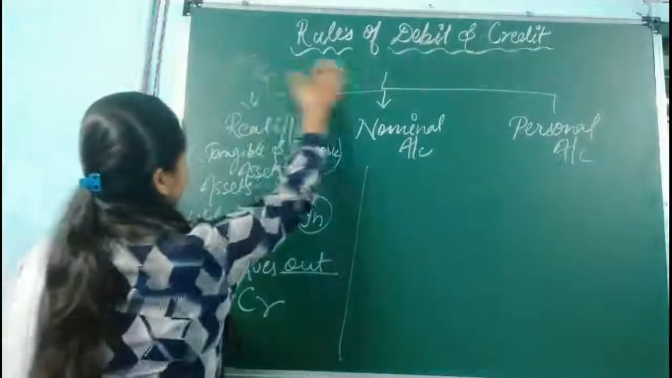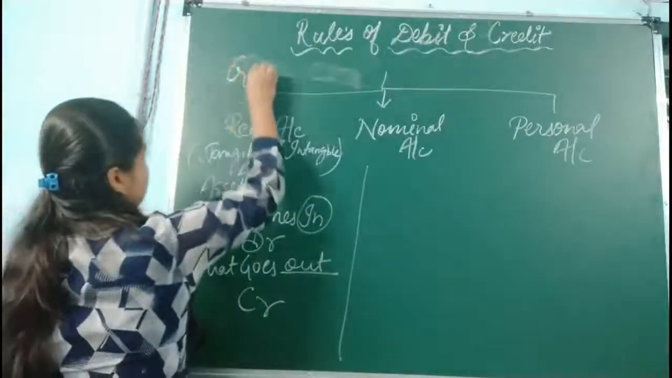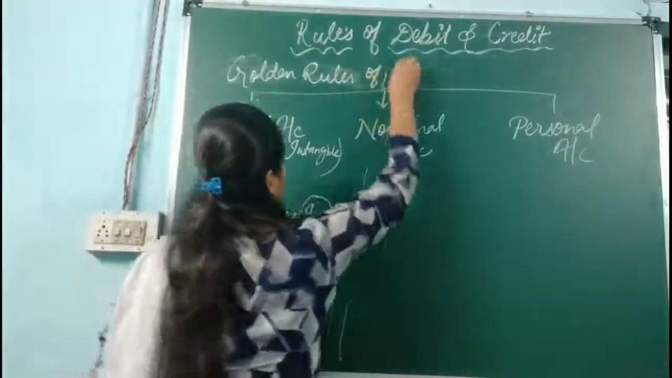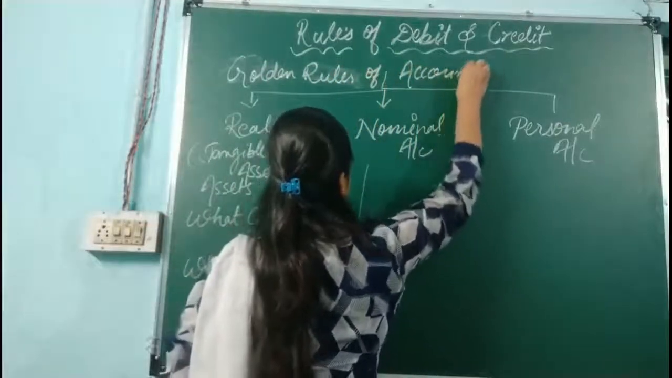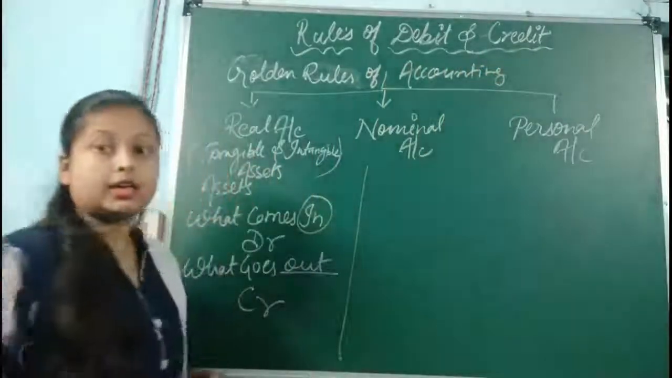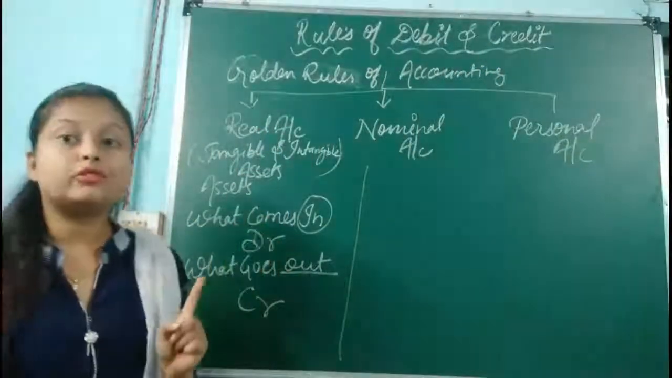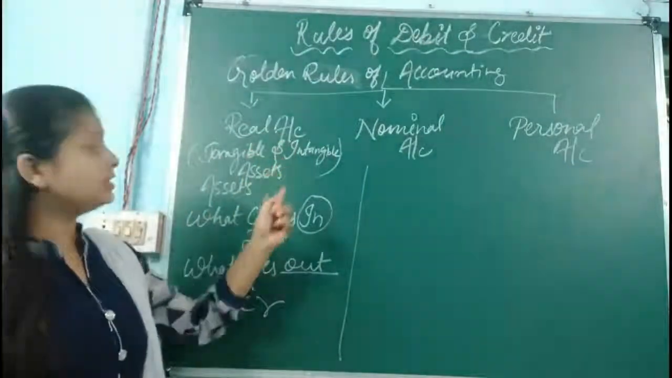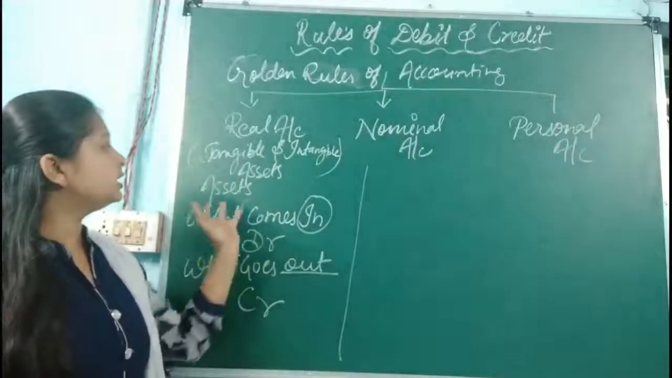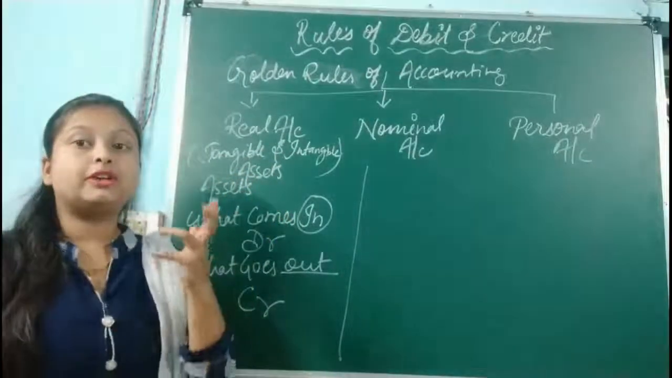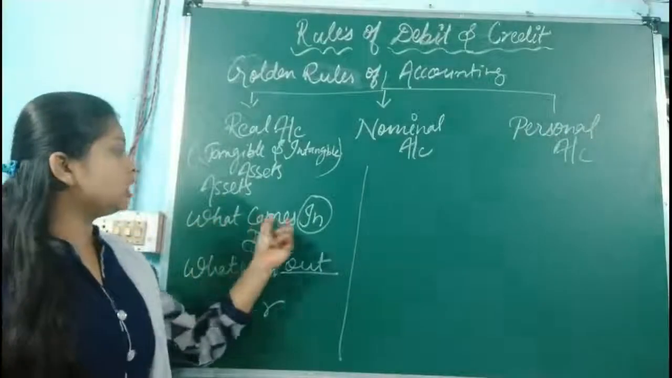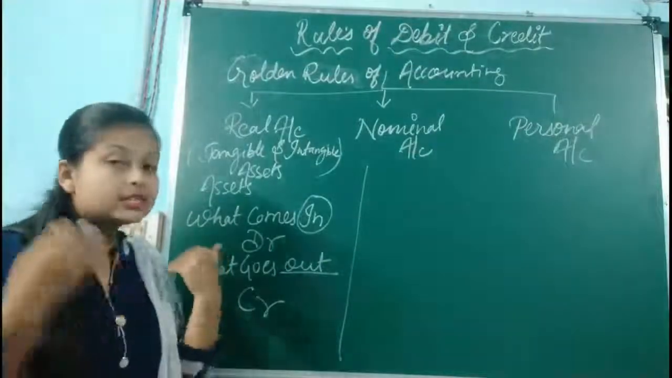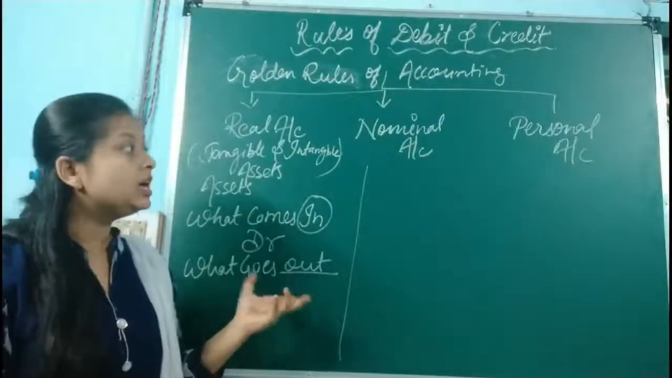So here we can write it as golden rules of accounting. Okay, these are the golden rules of accounting or the traditional approach of accounting. In real account what all things will come? Tangible assets like machinery, furniture, building. So when something is coming into the organization, we are going to debit, and when something is going out, we are going to credit.